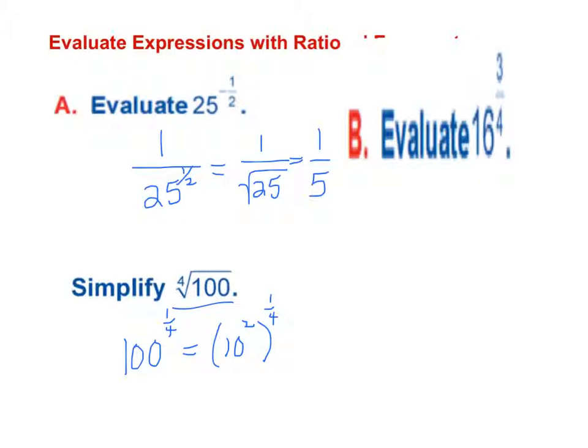Right? So you could combine those, and you could say that this is 10 to the 2/4 power, or 10 to the 1/2, so that this, if you rewrite it back, is the same thing as the square root of 10. So the fourth root of 100 is the same thing as the half root of 10.